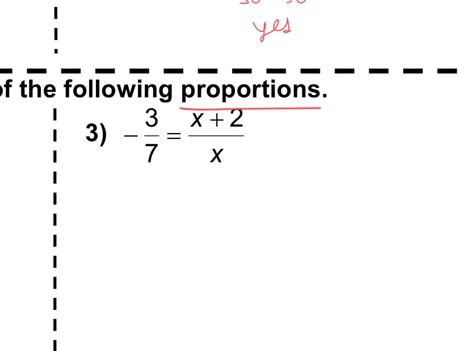So not very tough if you just know how to cross multiply. And I know you do know how to do this because I've been helping some 7th graders with it in the last couple of weeks. So same thing, this is a proportion.